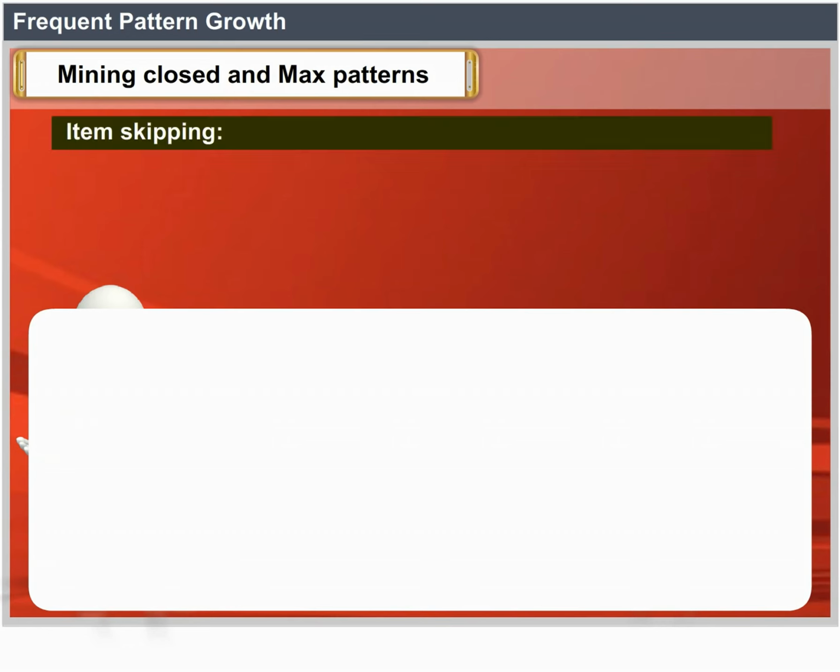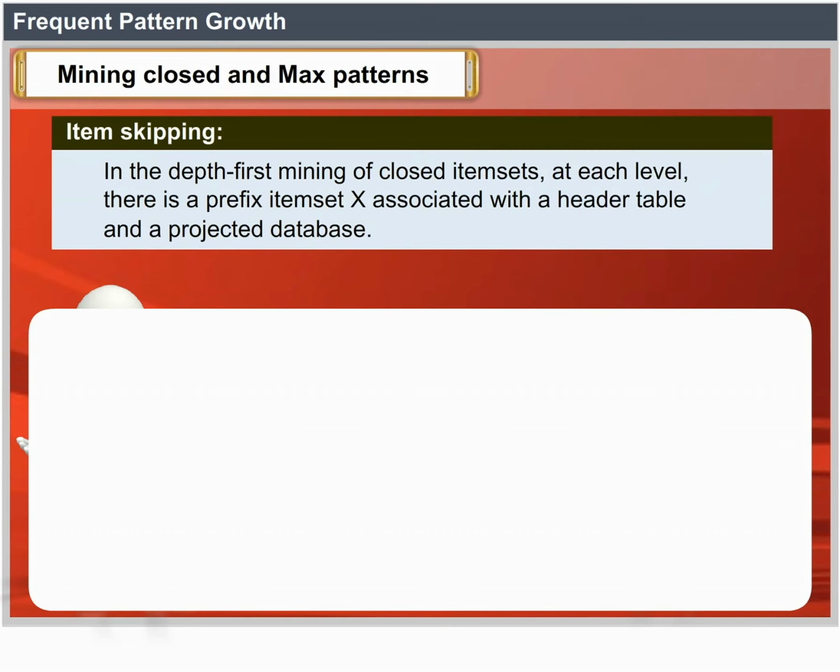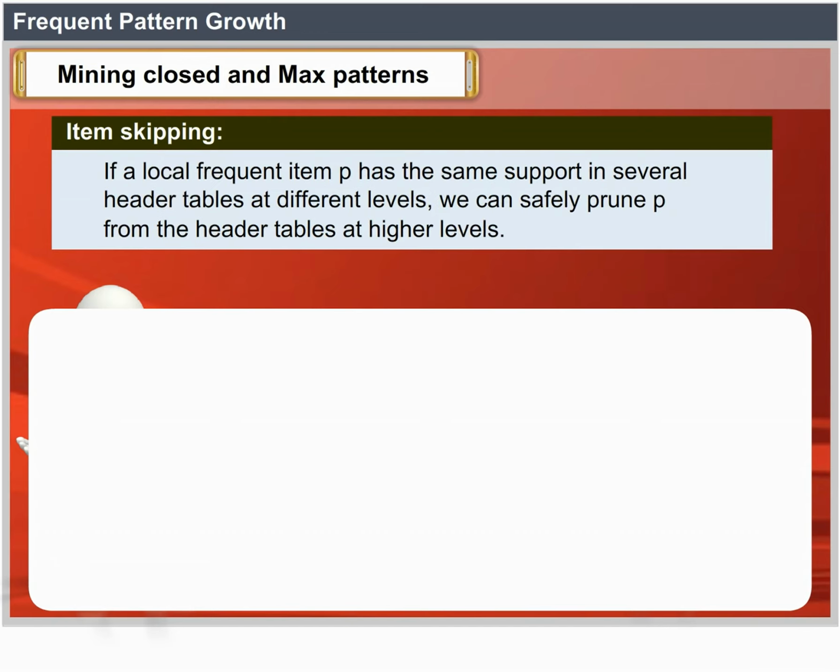Item skipping: in the depth-first mining of closed item sets, at each level there will be a prefix item set X associated with a header table and a projected database. If a local frequent item p has the same support in several header tables at different levels, we can safely prune p from the header tables at higher levels.